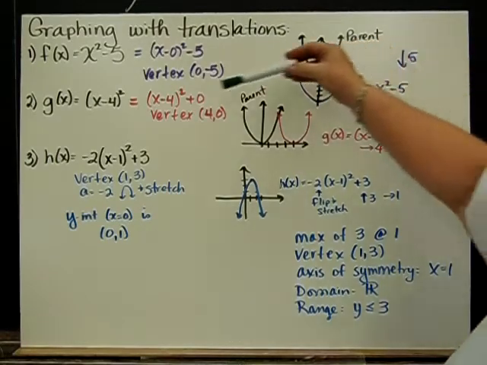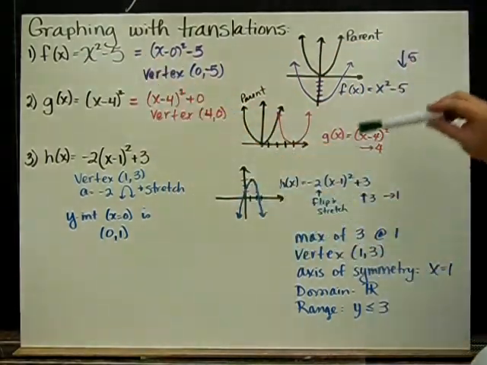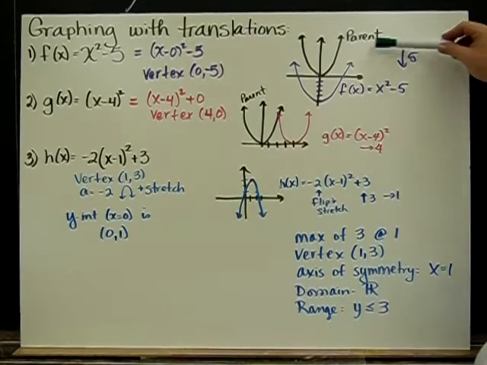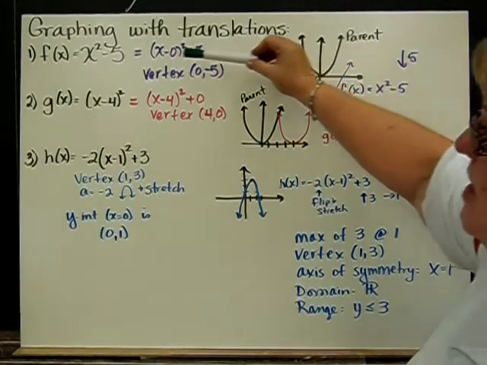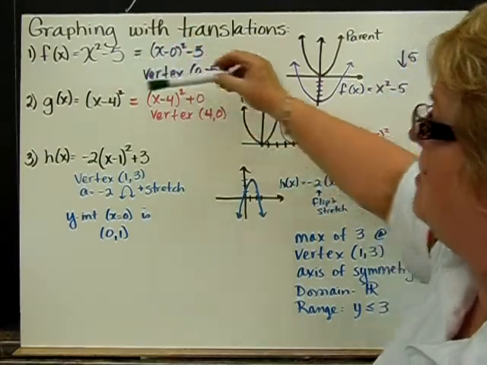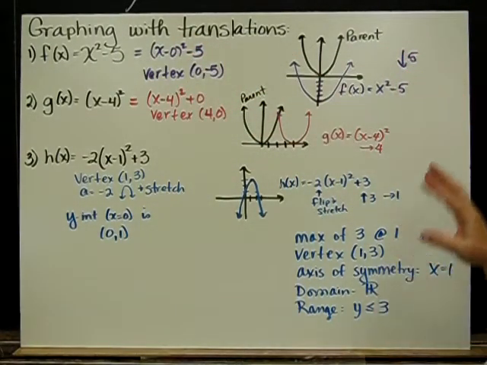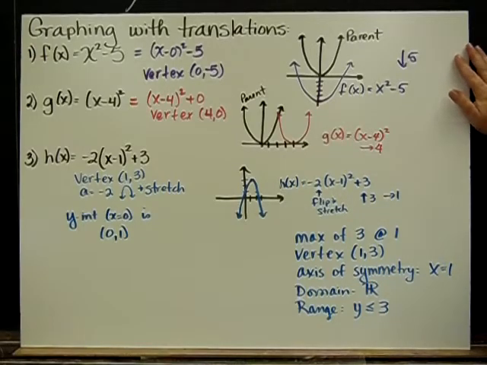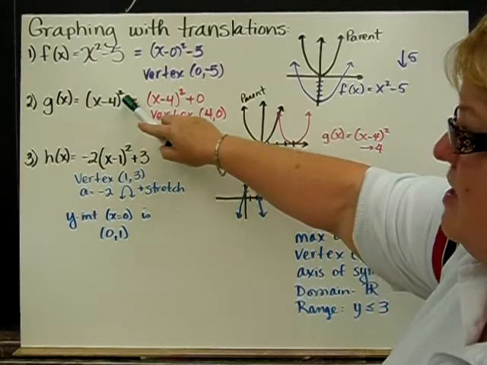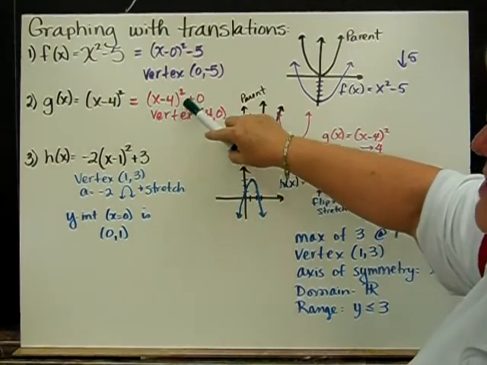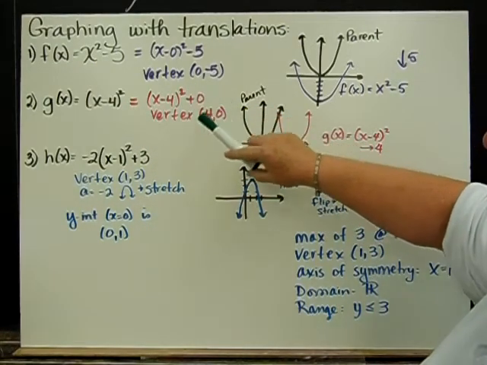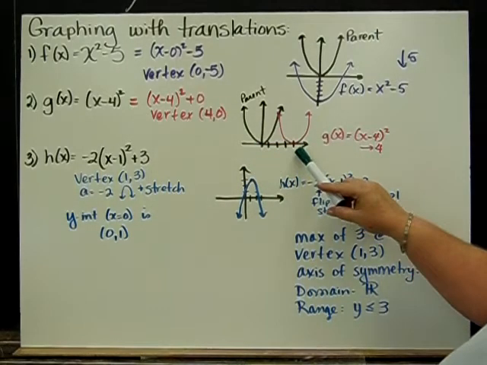We know it opens up because x squared is positive. And the other way to look at this is to take the parent function, and because of this minus 5, we know that we would just slide the parent down 5 places. So that's two different ways to look at how you could graph this. In this one, we have (x minus 4) squared, which would be the same as (x minus 4) squared plus 0. So the vertex would be (4, 0).